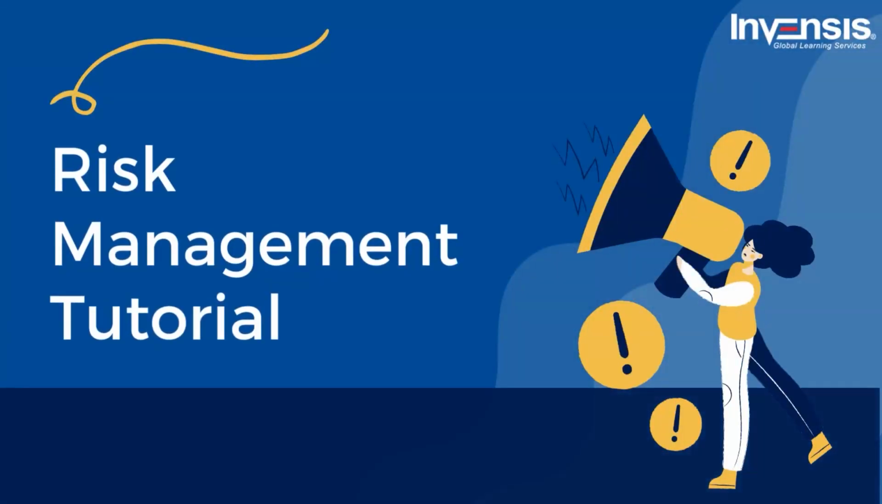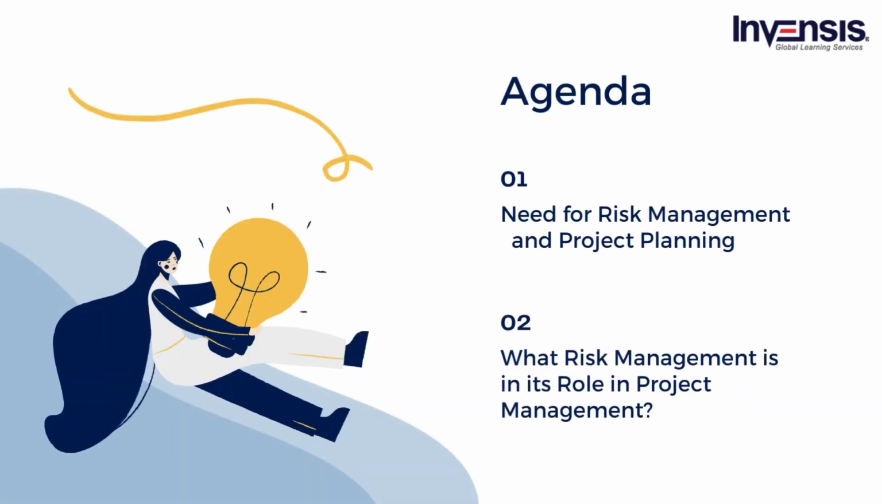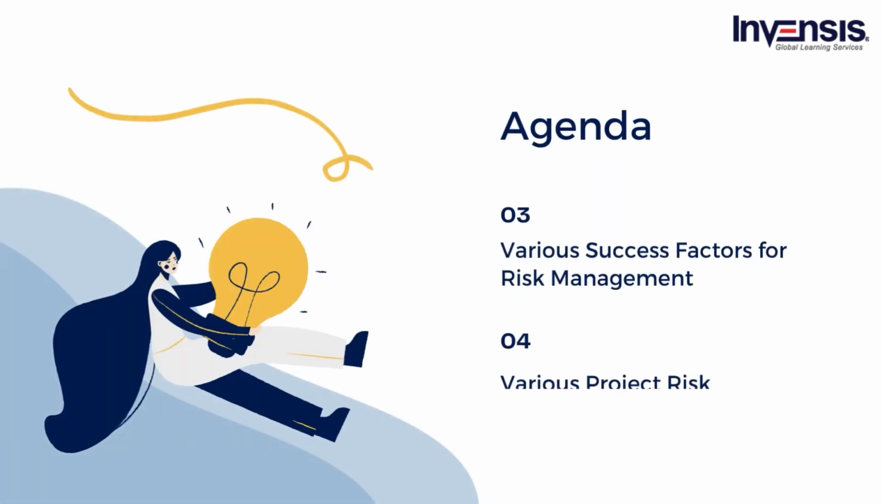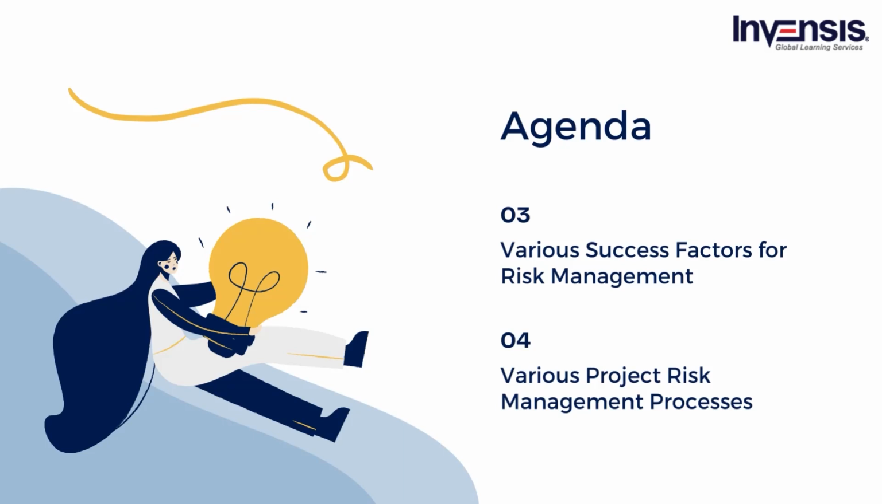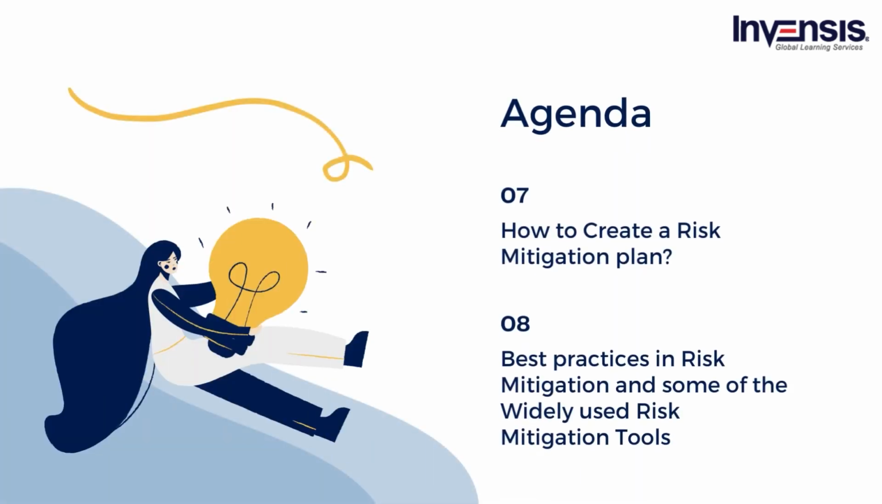In today's session, we will understand risk management in detail. Before we start, let us quickly go through the agenda. We will understand why we need risk management and project planning. We will also understand what risk management is and its role in project management. Next, we will discuss various success factors for risk management, and discuss the various project risk management processes. A brief understanding of what risk mitigation is, then we will discuss the top risk mitigation strategies with examples and understand how to create a risk mitigation plan. Finally, we will discuss best practices in risk mitigation and discuss some of the widely used risk mitigation tools.